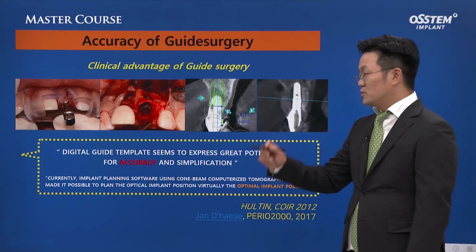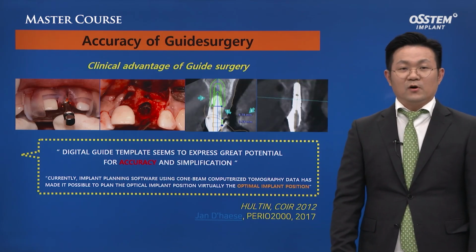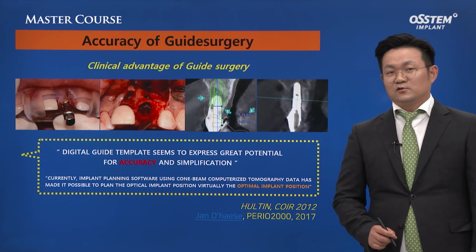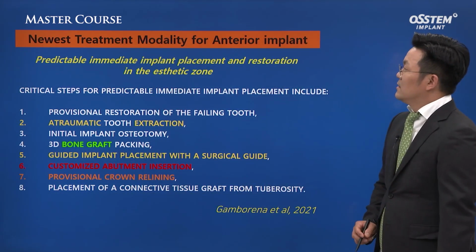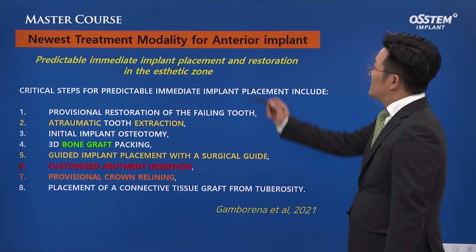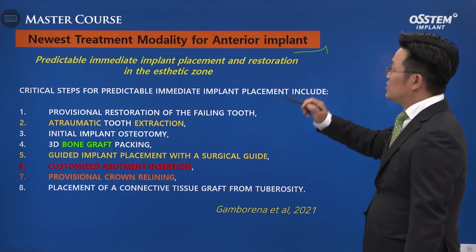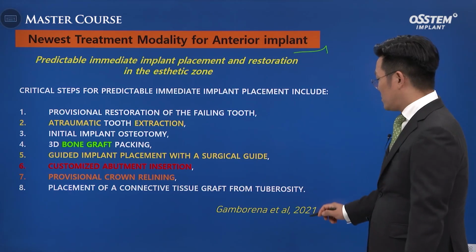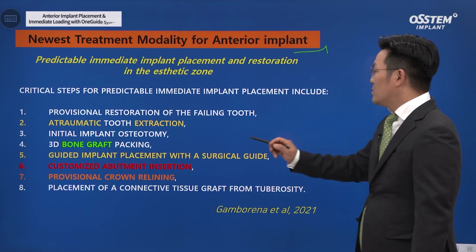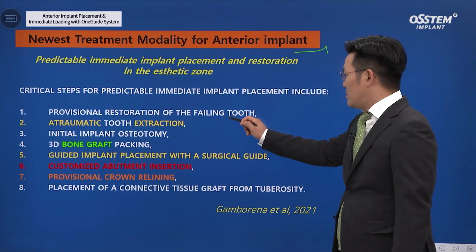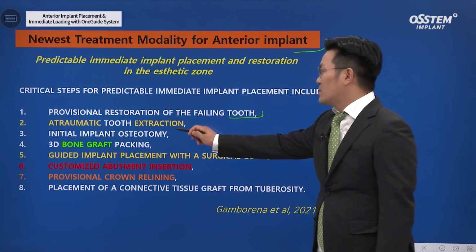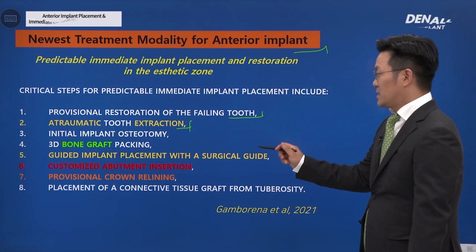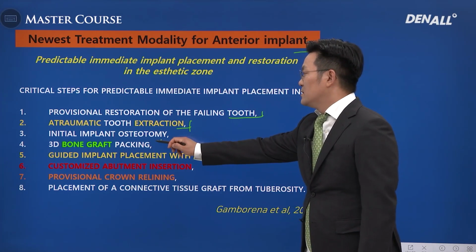If possible, on the anterior side, a lot of different journals say guided surgery is recommended. And for me also, 99.9% of the time, I opt for guide surgery. Recently, on the anterior implant side, the newest treatment modalities have been summarized in this paper, and they say that if possible, provisional restoration is what you need to do, and atraumatic extraction is recommended as much as possible.